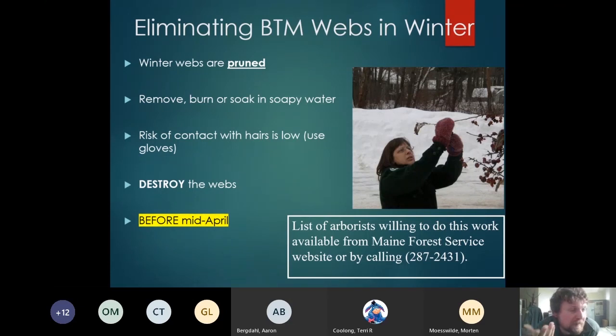And when people do clip out the webs, you're going to want to make sure that you destroy them and not just leave them on the ground. Browntail caterpillars are very, very good at finding food, and even if they're very small caterpillars, they have a pretty high will to survive and will climb back up on the tree. So in order to destroy them, you're going to want to soak them in a bucket of soapy water for a couple of days, or burn them. It could be a nice family activity to burn the webs that you clip out. And again, you're going to want to do this before mid-April.